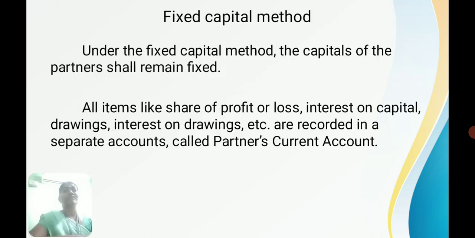The first one is the fixed capital method. From the name itself, we can understand that fixed capital means the opening capital is standard till the end of the year. If there is any additional capital, that amount is added to the opening capital. No other adjustment entries are entered in the capital account. So two accounts are opened in the fixed capital method, that is the partners capital account and the partners current account. We will see the specimens one by one.